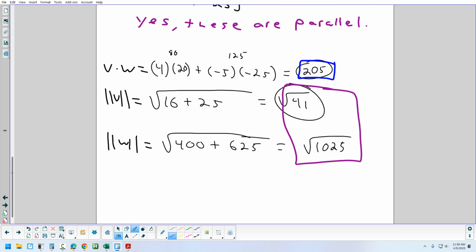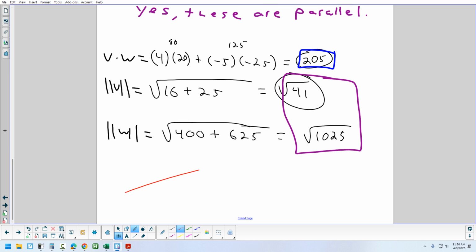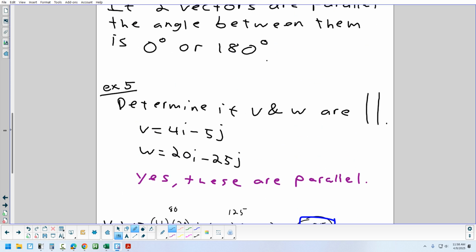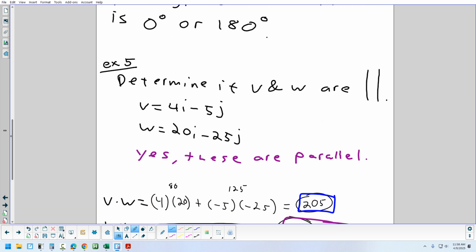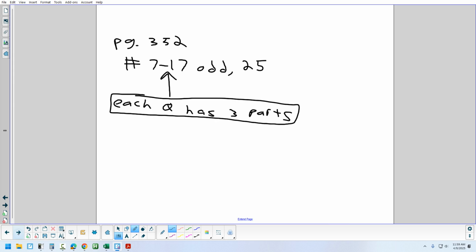Okay, so essentially you've got two vectors that look like this, two vectors pointing the same way. One of them is longer or shorter, but that is considered parallel. Okay. Question on that? All right. So that is the dot product.